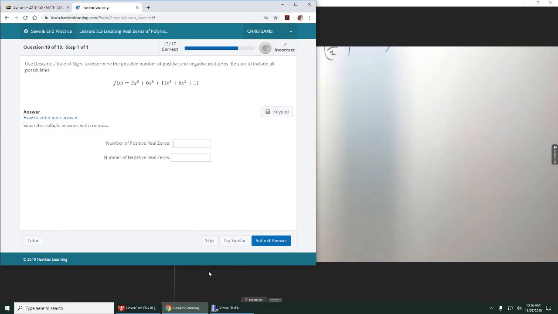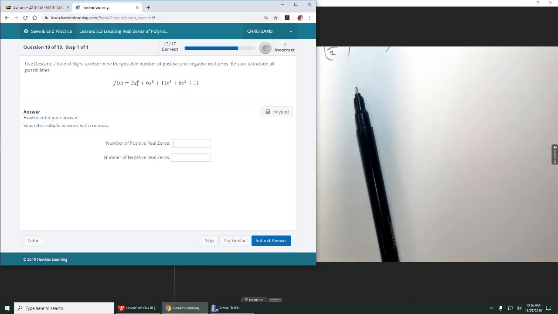Okay, number 10, we're just going to use Descartes' rule of signs and determine the number of positive and negative real zeros. So with that rule, we took our original polynomial function and we counted the number of sign changes. So it is positive, still positive, positive, positive, positive. The sign never changed from the first term until the last. So the number of positive real zeros is zero, because there are no sign changes. It stayed positive the whole time.